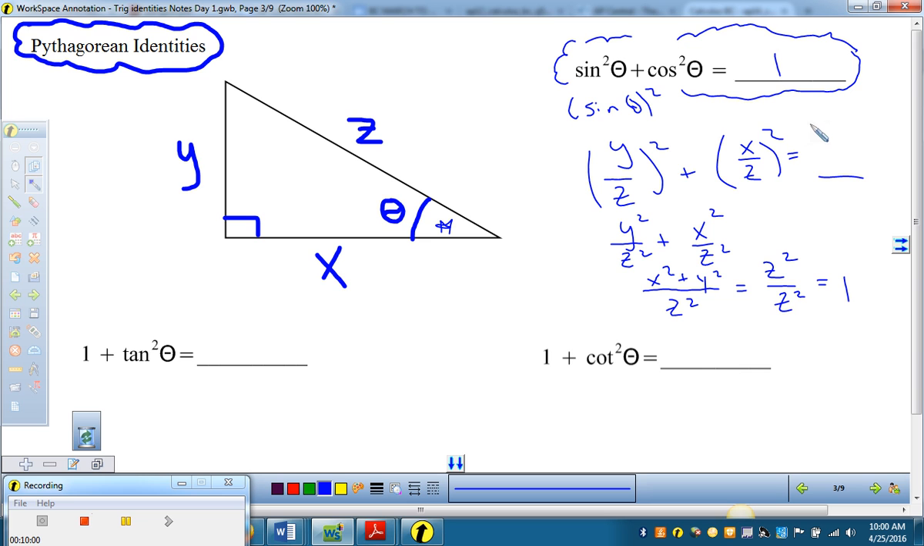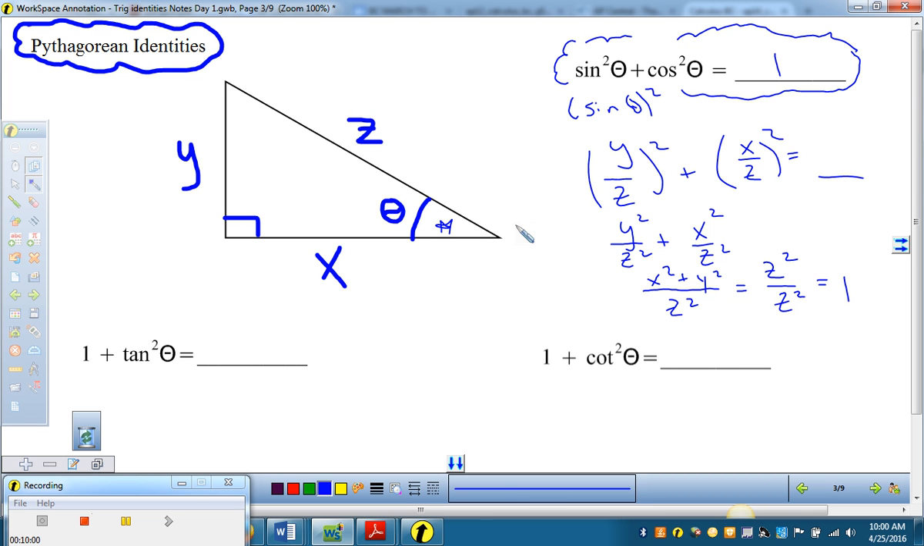Anna, did you have a question? Yeah. Why are x squared and y squared equal to z squared? I don't understand this one. Okay, so look at this. A squared plus b squared equals c squared, right? X squared plus y squared equals z squared. Okay? All right. Quiet.